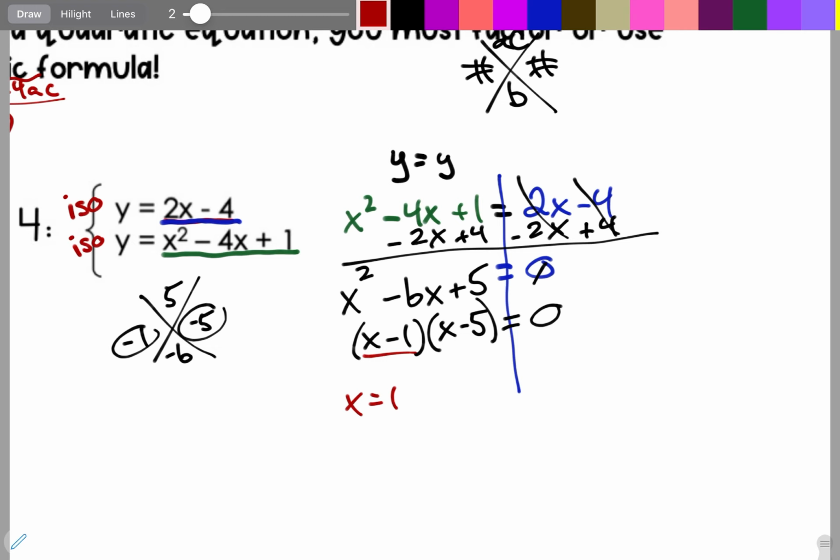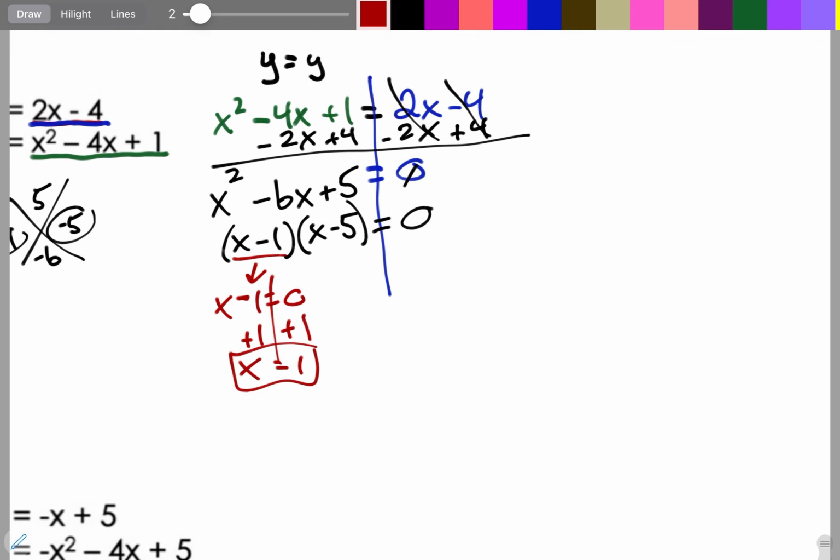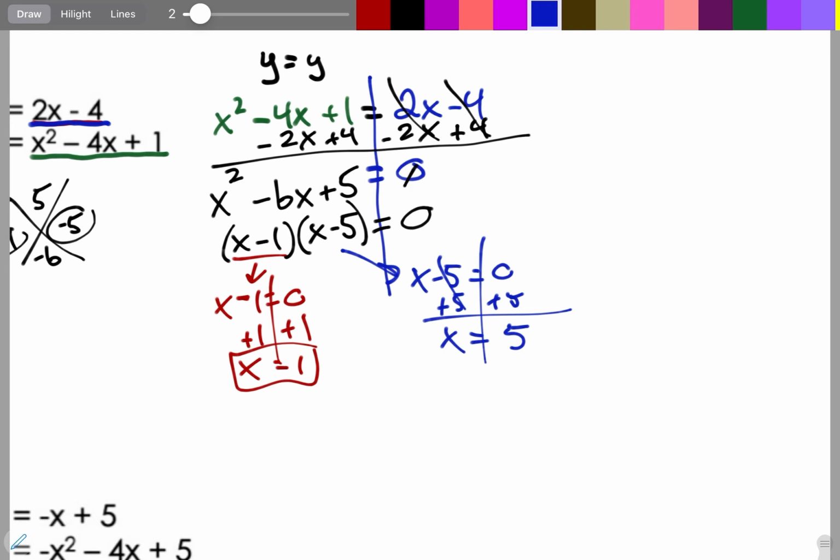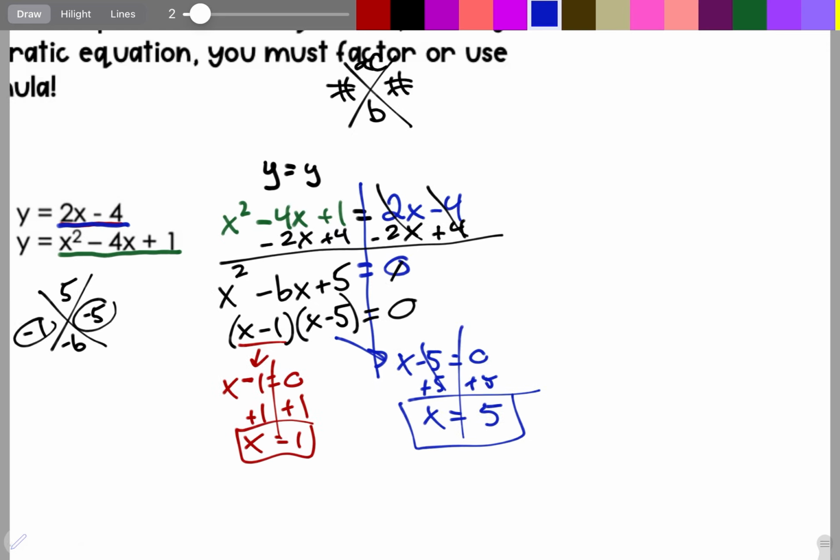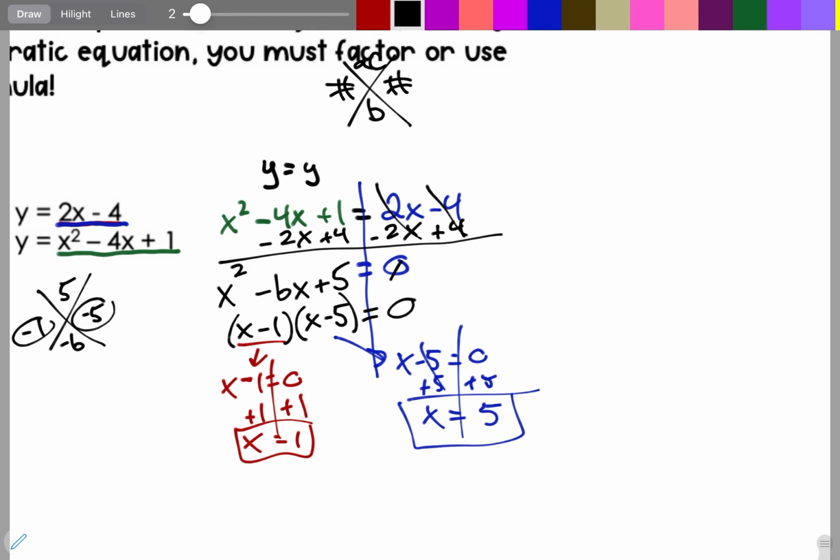Oops. I don't want to speed through that. Set both parentheses equal to 0. So right here, we'll add 1 to both sides. X is equal to 1. And over here, x minus 5 equal to 0. Add 5 to both sides. X is equal to 5. So right now for my two solutions, I got 1, and the other one I got a 5 for my x.